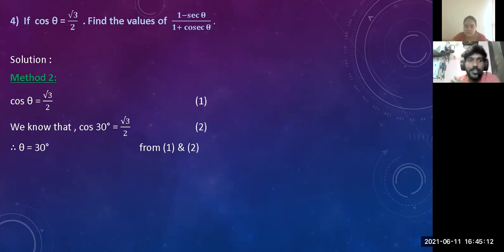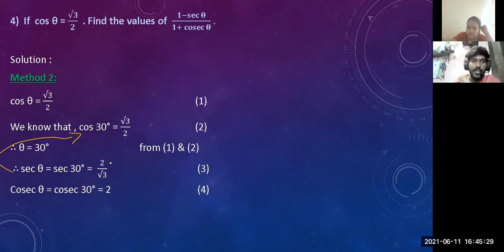So that means your angle theta is 30 degree. Correct. So what we have to do is we just have to find out sec 30. And you know sec is the reciprocal of cos. And if cos is root 3 upon 2, sec will be 2 upon root 3. And we have to find out cosec 30. Now, how will you find out cosec 30?